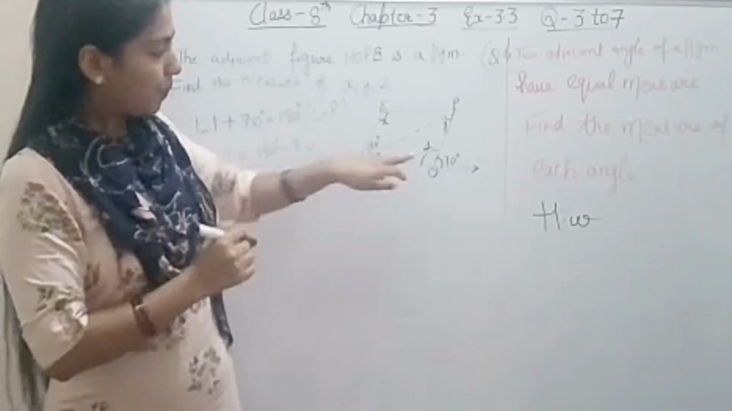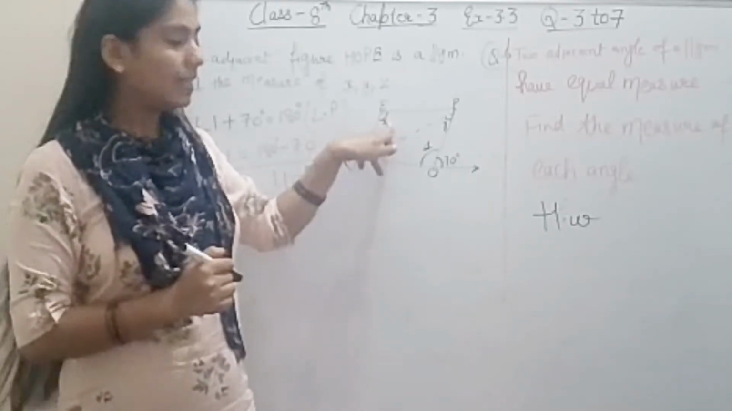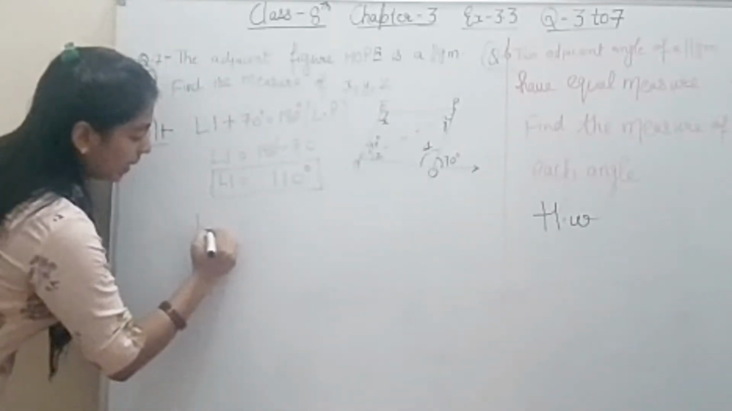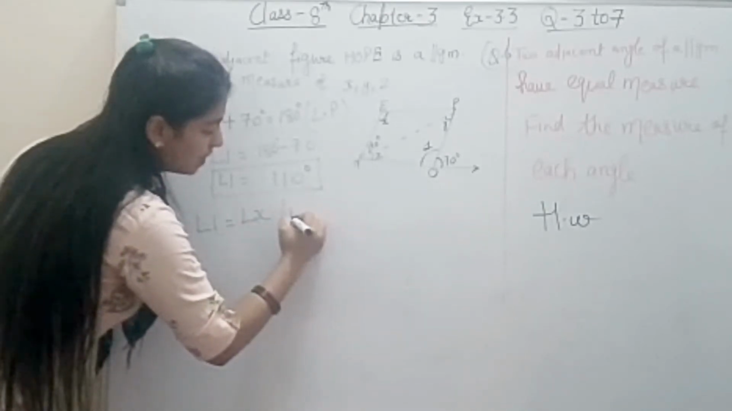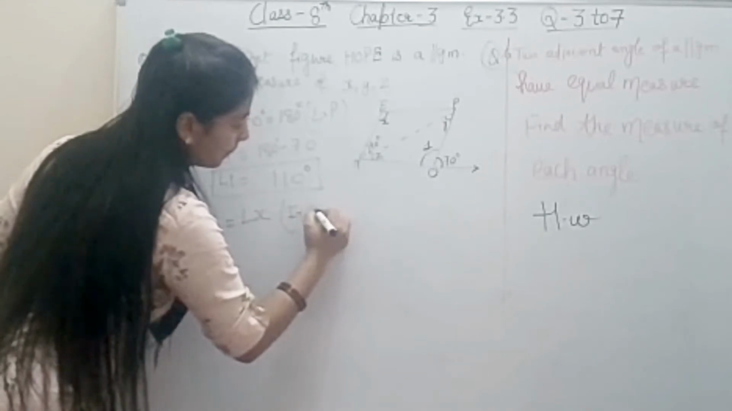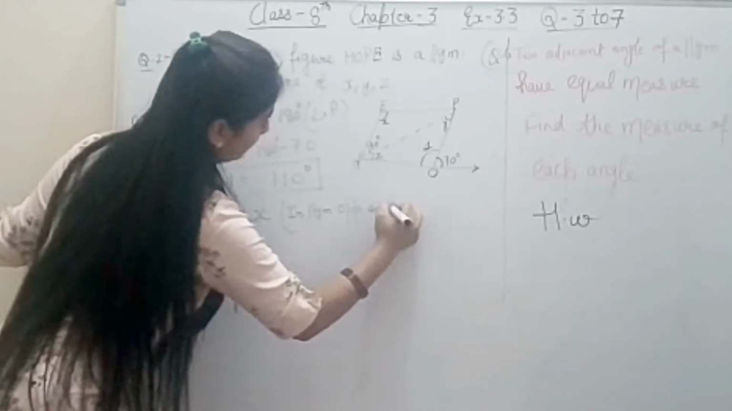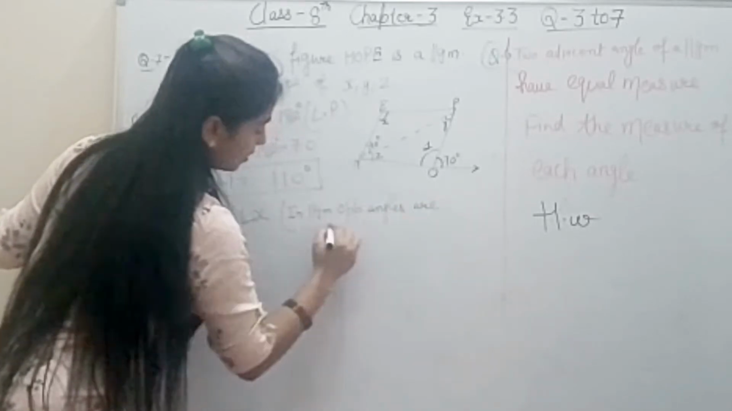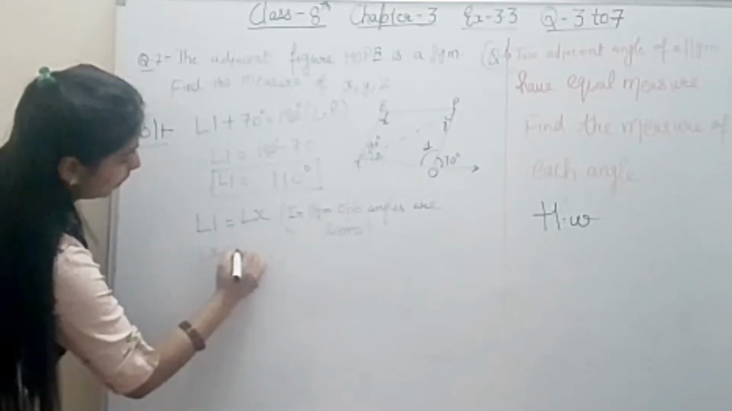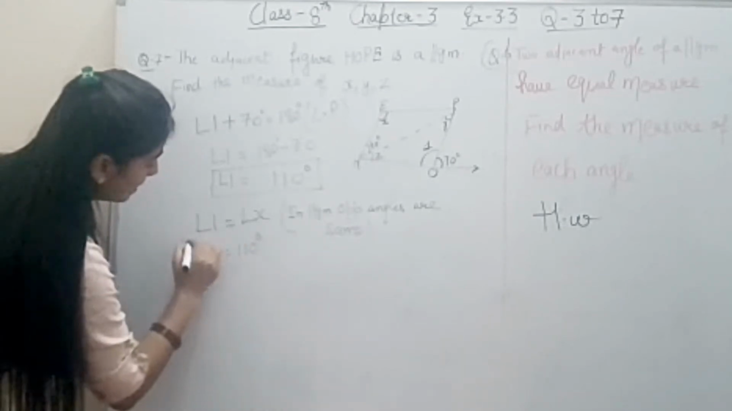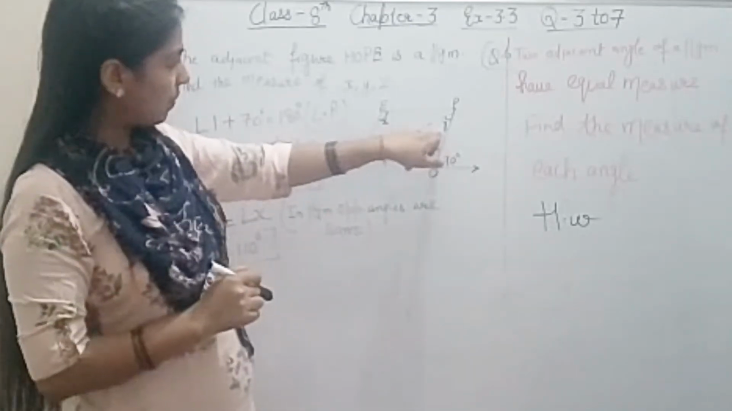Now you know this angle. Now you can easily find out the angle x, because we know angle 1 is equals to angle x. Why? Because in a parallelogram opposite angles are same. So therefore angle x would be 110 degree. Very simple. Now moving to our second unknown value, y.